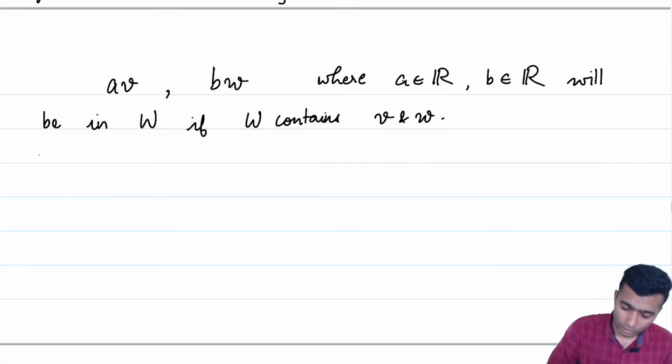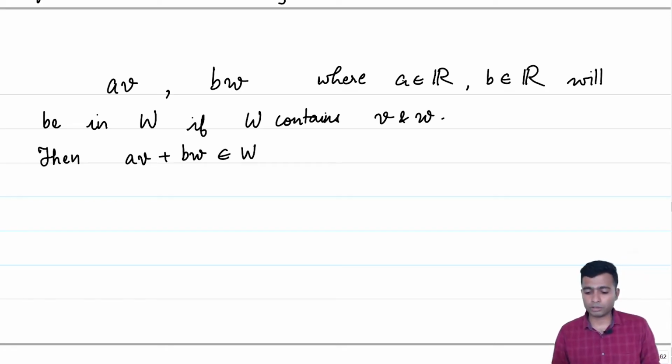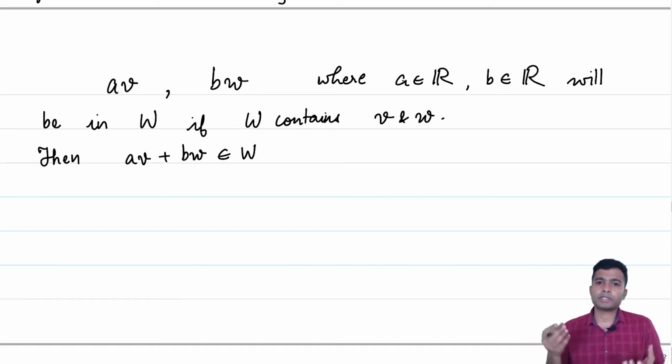We know more. Then AV plus BW also belongs to W, because W is a subspace, right? And subspaces by definition should be closed under vector addition as well. So, we know that for any scalar A, AV belongs to W, and for any scalar B, BW also belongs to capital W. But then these two are elements in capital W, their sum, the vector addition of these two should also give you an element which is in capital W, and that is why AV plus BW also should be in capital W.